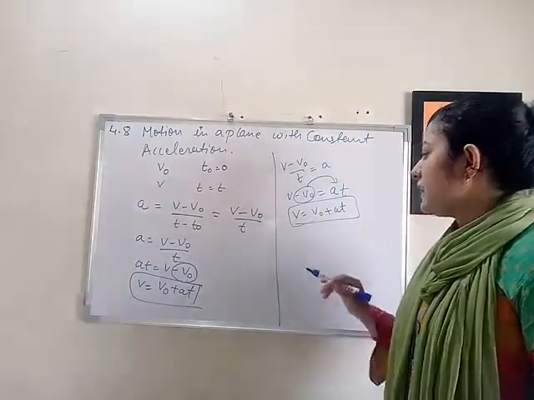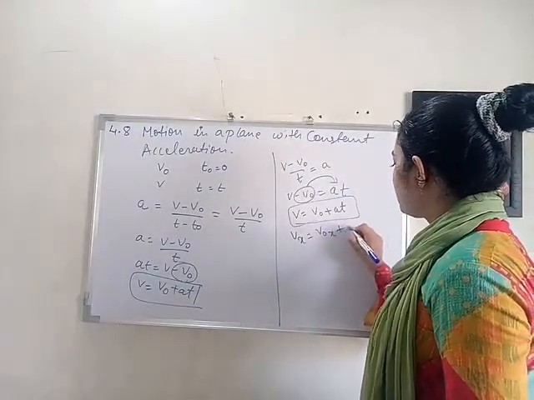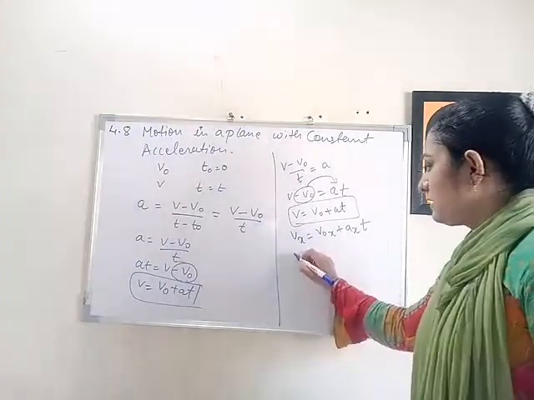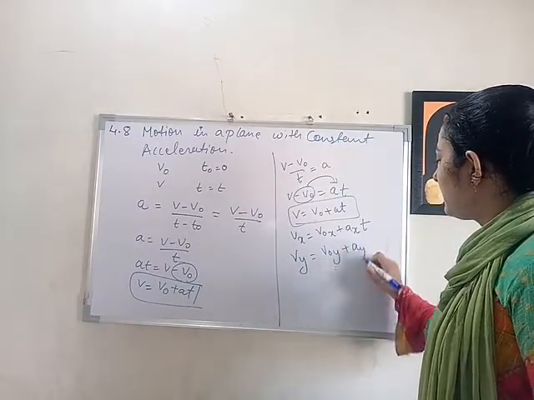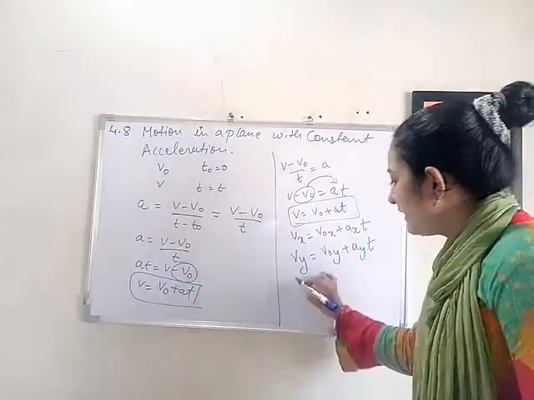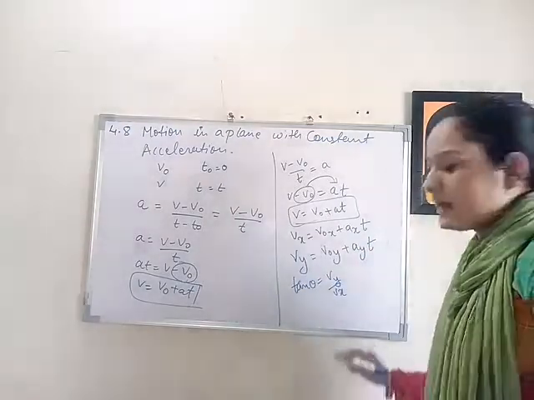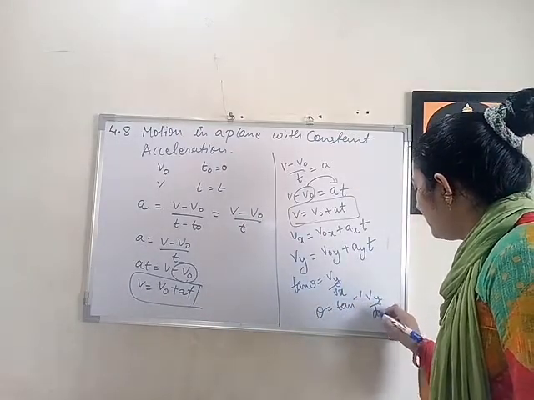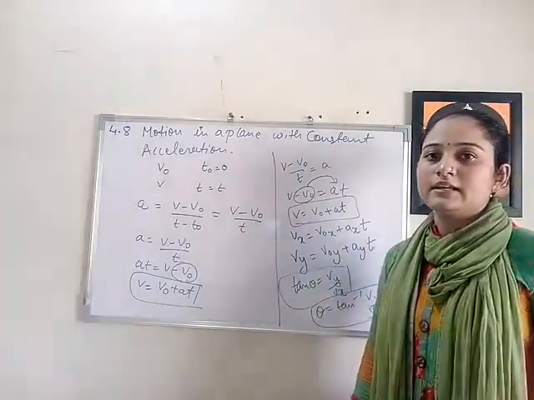So now if we take the components, for example Vx will be equal to V0x plus axt. Now if we take the y component, Vy will be equal to V0y plus ayt. Also if we want to know the theta, then tan theta will be equal to Vy by Vx, and theta will be equal to tan inverse Vy by Vx. Clear? Same as we have studied earlier.